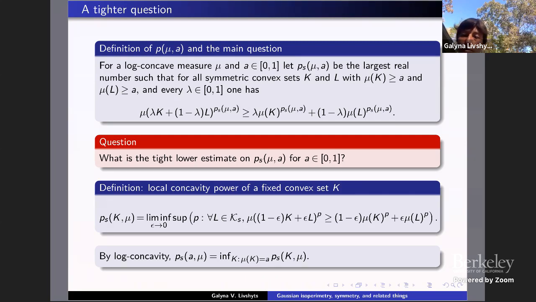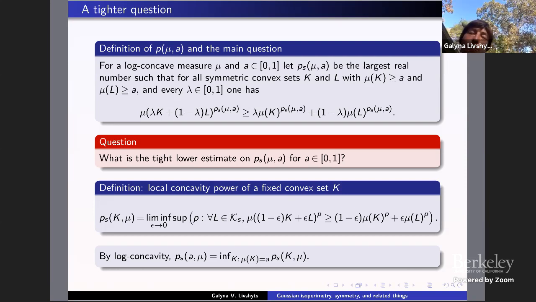And it's not hard to see that, curiously enough, it's enough to only do a local estimate. If we define a local concavity power for one convex body K as a limit of the powers for which this inequality holds, then in fact this p_s number is the infimum over all sets of measure exactly A of the concavity power of K. This follows because the class of sets for which mu of K is bigger than A is closed under Minkowski interpolations. I mean, it's not hard to see.